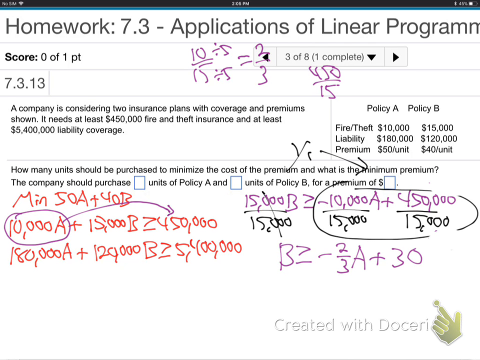Good there? Yeah, just divide it. Don't do anything fancy. Just divide it. It's 30. So everybody see what I did there? Got B alone. Take the second equation now and get B alone.